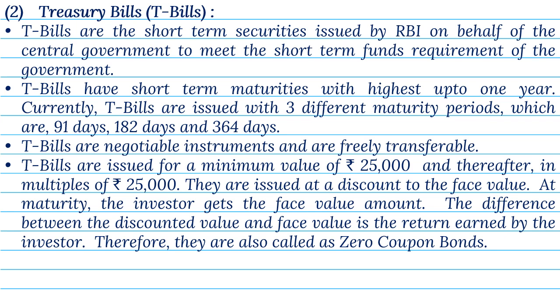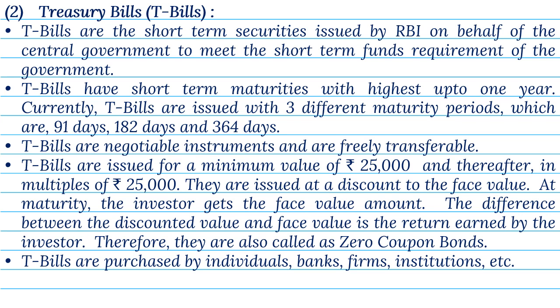At maturity, the investor gets the face value amount. The difference between the discounted value and face value is the return earned by the investor. Therefore, they are also called zero-coupon bonds. T-bills are purchased by individuals, banks, firms, institutions, etc.